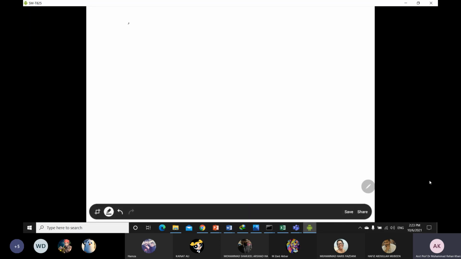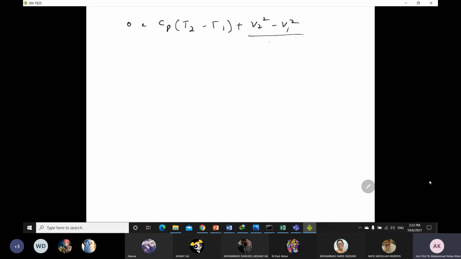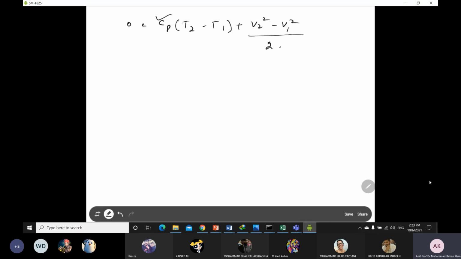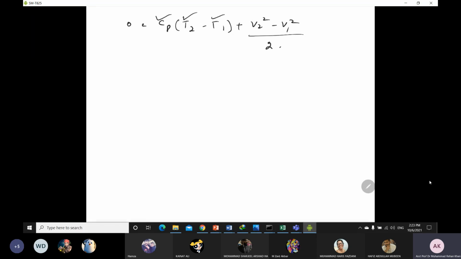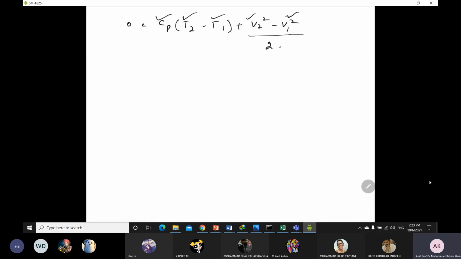Okay, so if we put in the value of H2 minus H1, the equation becomes Cp (T2 minus T1) plus (V2 squared minus V1 squared) divided by 2. We have the value of Cp from the thermodynamic table. The T2 value is known to us, the T1 value is known to us, the V1 value is known to us. If you solve for V2, you have to solve it by yourself. So V2 is equal to 1163 meters per second.